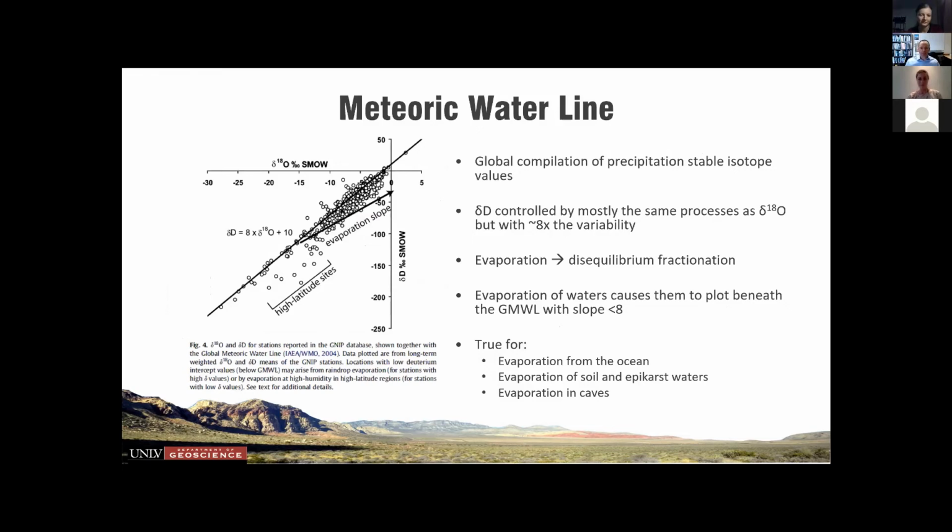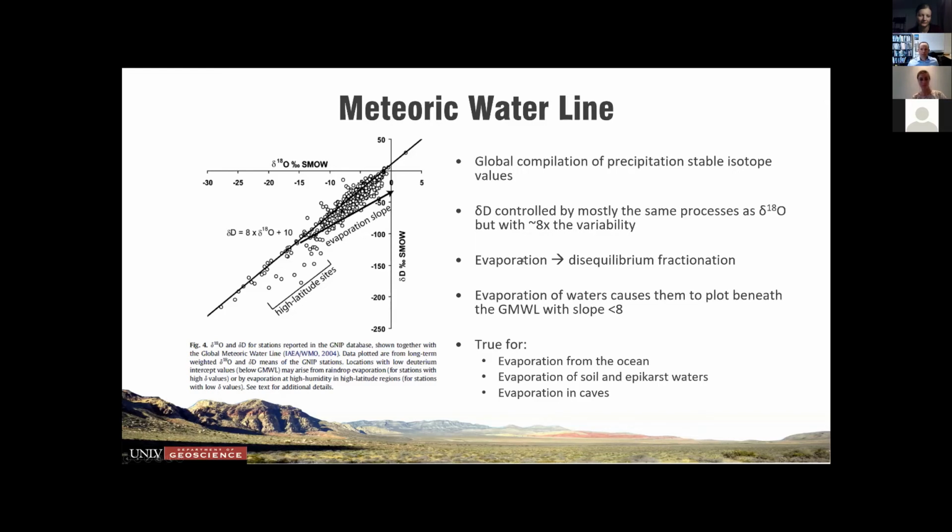Okay, so now let's talk about the meteoric waterline, because this is relevant for interpreting speleothems. This is a combination of both oxygen isotopes and deuterium isotopes, and we find that there's a nice relationship called the global meteoric waterline, where the hydrogen isotope value is just 8 times the oxygen isotope value plus 10. Where this meteoric waterline becomes important is when we look at things like the evaporation slopes, because that tells us if there's potentially been evaporation in our samples, in the epikarst, etc.